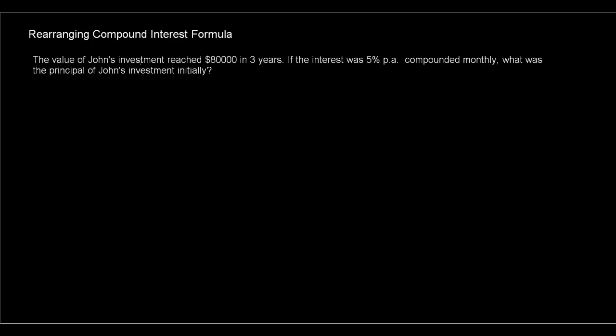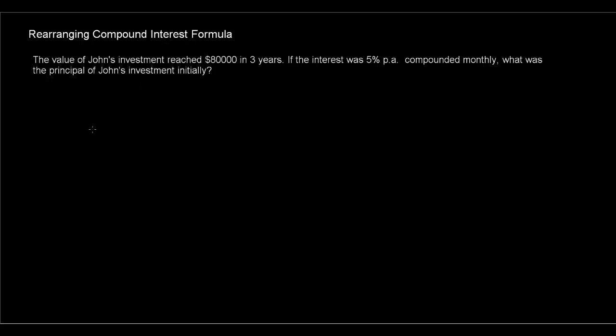The value of John's investment reached $80,000 in 3 years. If the interest was 5% per annum compounded monthly, what was the principal of John's investment initially? So we've kind of gone backwards. Last lesson, all the questions we did, we gave you the principal and asked you to find the future value. Now we've given you the future value and we asked you to find out what the principal was.